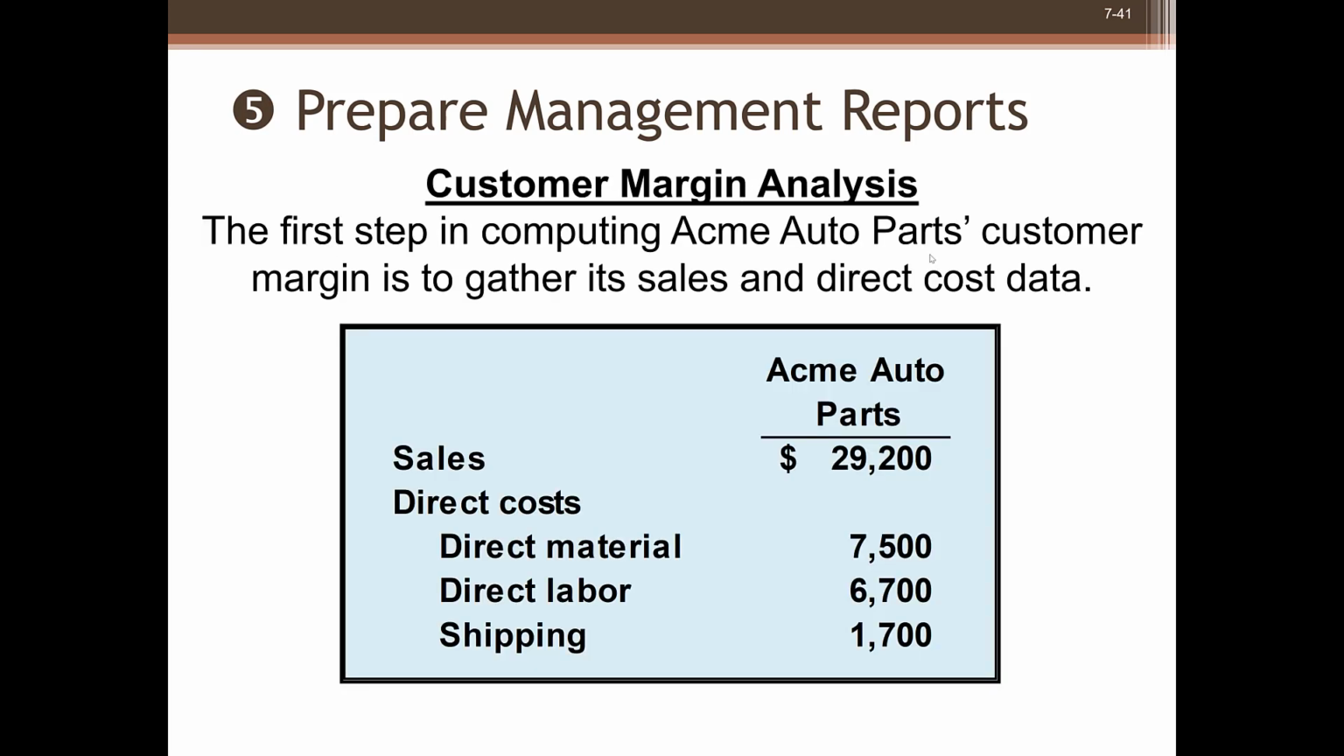To calculate the customer margin, we use sales from this customer minus total costs. And let's calculate Acme Auto Parts customer margin. The first step is to get sales and direct cost data. So we have sales and direct costs incurred for this customer. These are available numbers.